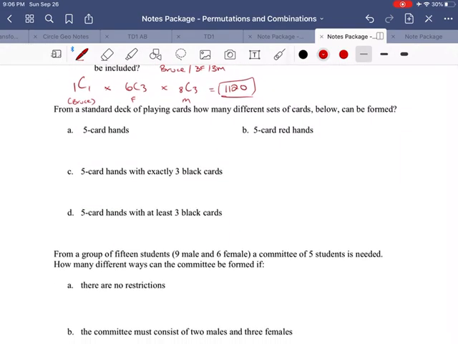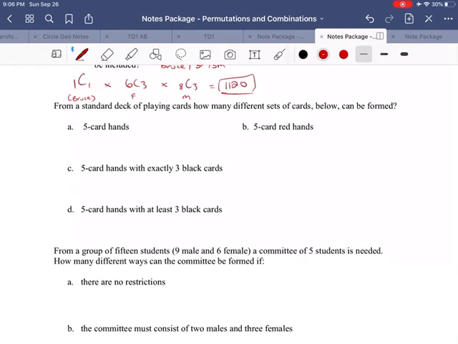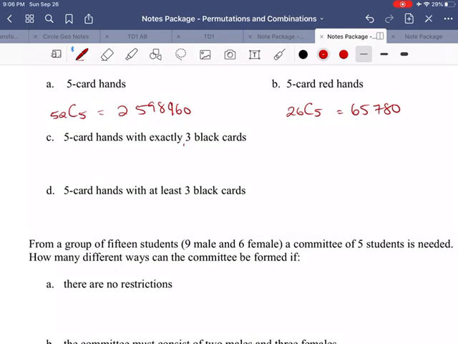From a standard deck of playing cards, how many different sets of cards can be formed? 5 card hands, so there's 52 cards, and we're choosing 5. So 2,598,960. 5 card red hands, so we're picking from the red cards; there's 26 red cards, and we're choosing 5. So there's 65,780 different hands. 5 card hands with exactly 3 black cards. So we're choosing 3 from the black. That means we're choosing 2 from the reds.